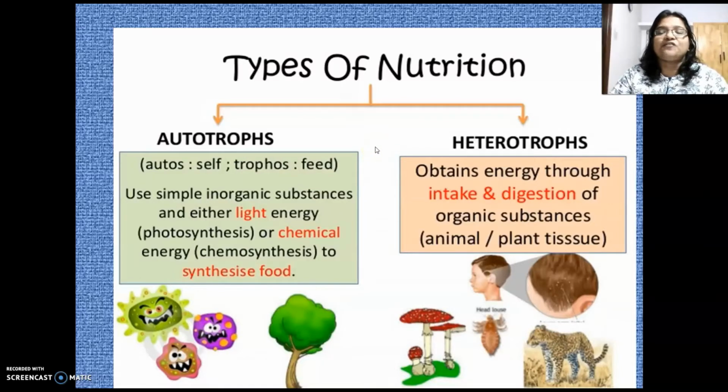Let's see the types of nutrition. There are two main types of nutrition, and we call them autotrophic nutrition and heterotrophic nutrition. The organism which does the process of autotrophic nutrition, we call them autotrophs. Whereas the organism which does heterotrophic nutrition is called heterotrophs. In the case of autotrophs, they prepare food by themselves by using simple inorganic materials. And that is why we call them autotrophs.